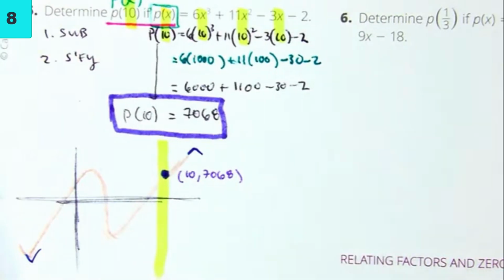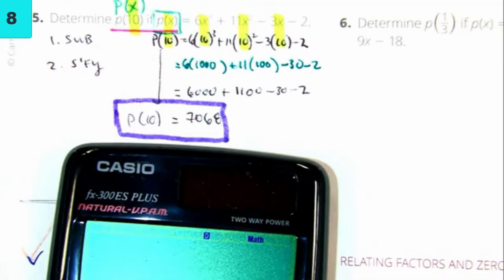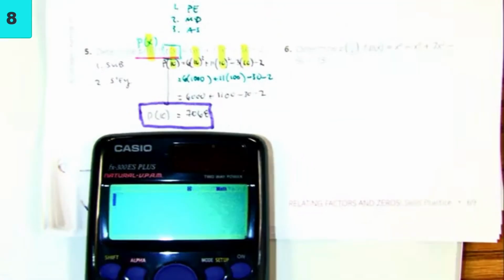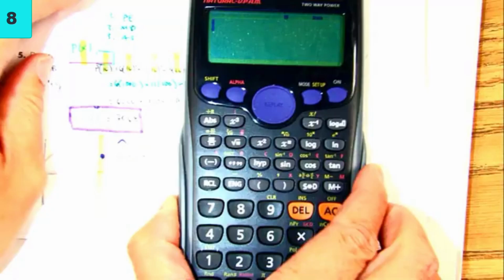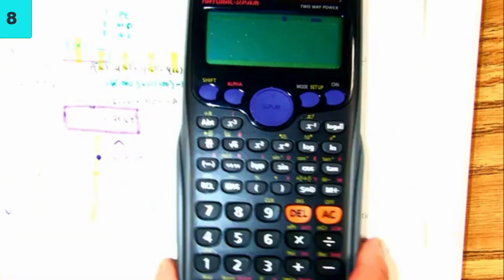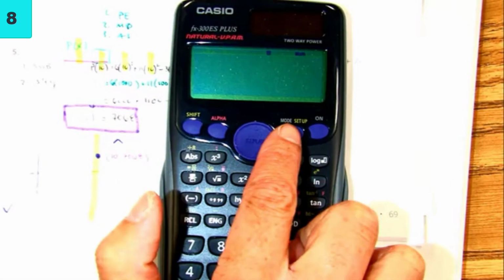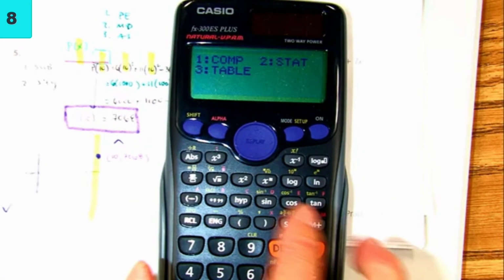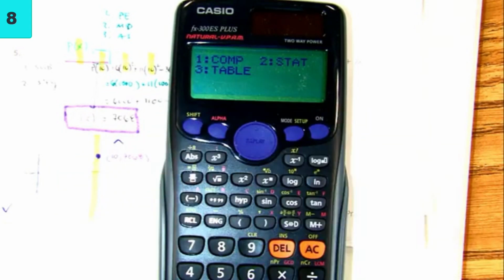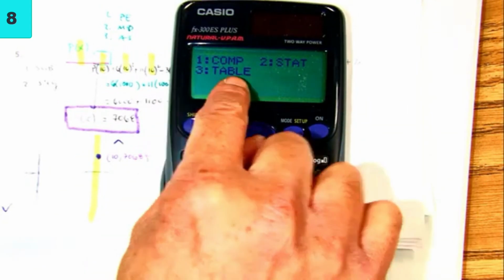Now let's show you the technology. Alright, so if you have this Casio scientific calculator, I'm going to show you guys how to use it. So you press on, and if you press mode, some student showed me hers, she had 7 options, but I'm just going to press table.